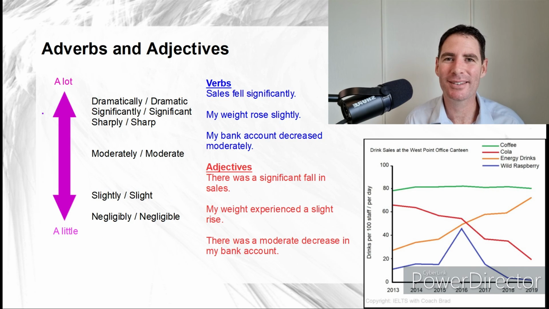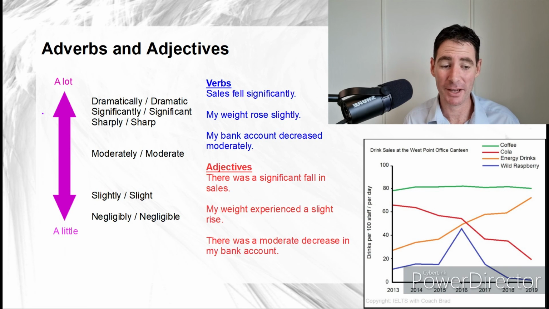Also, you may want to say whether it increased, decreased, rose or fell, etc. by a lot or a little. Adverbs and adjectives are the best way to do that. Just remember, adverbs work with verbs, adjectives work with nouns. I have included an example. Sales fell significantly, especially for the cola. You could also say there was a significant fall in sales.